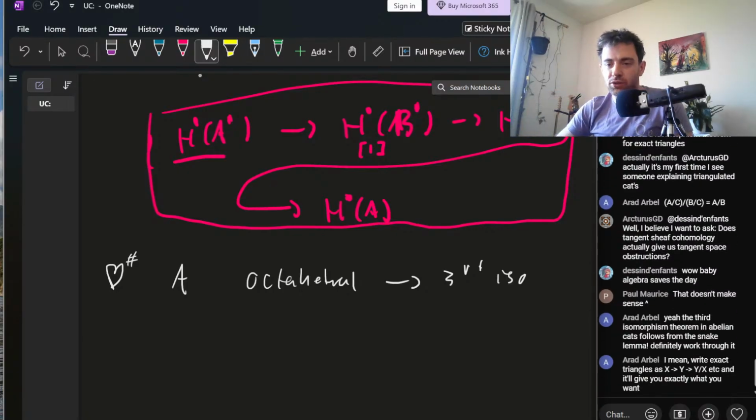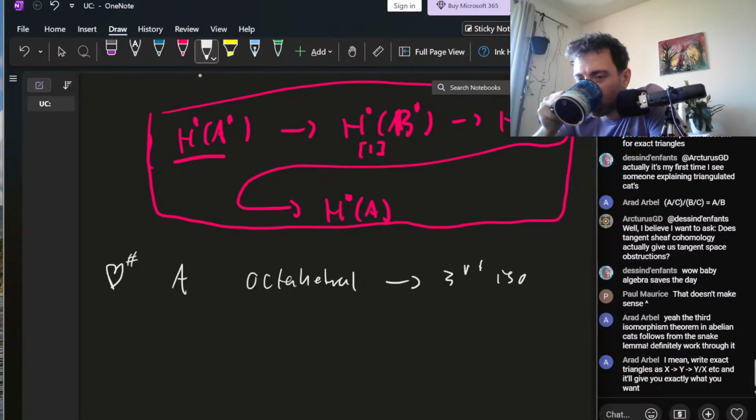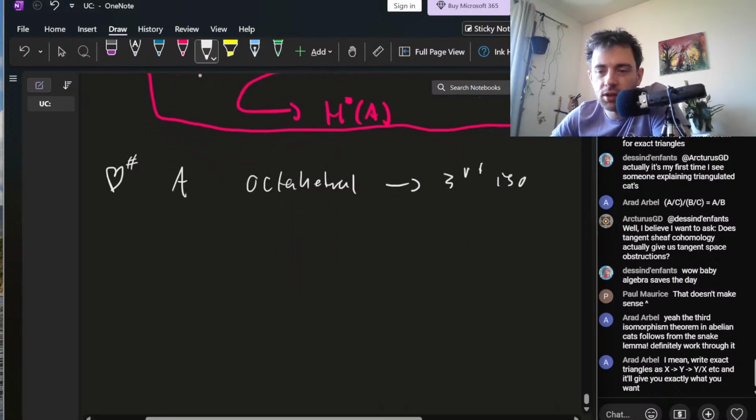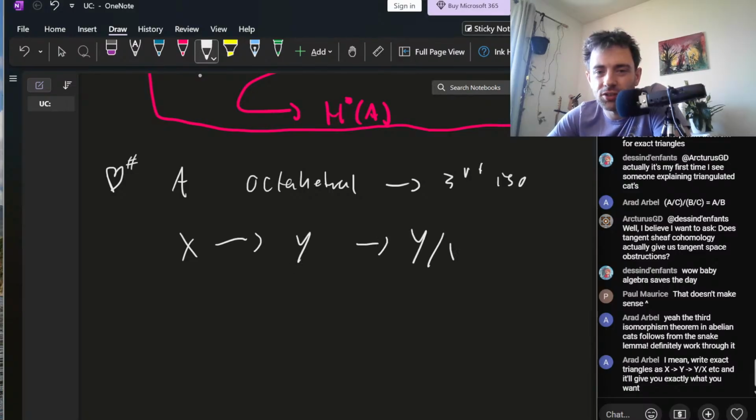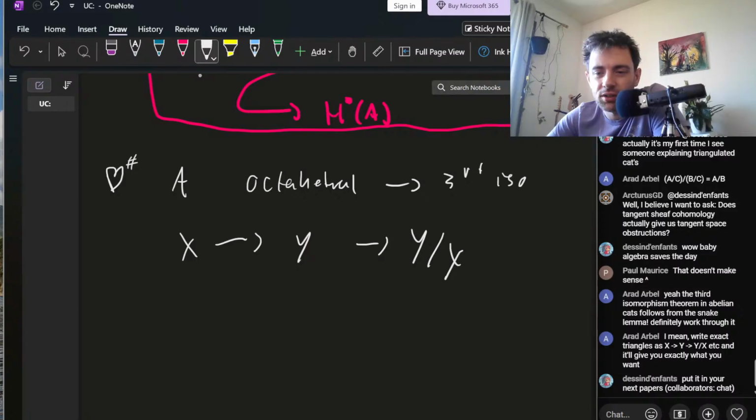I need to do some work as well, but right, exact triangles. Right, exact triangles is that. Right. So X we're treating as the complex concentrated in one degree, Y is the complex concentrated in one degree, and this is the, I see.